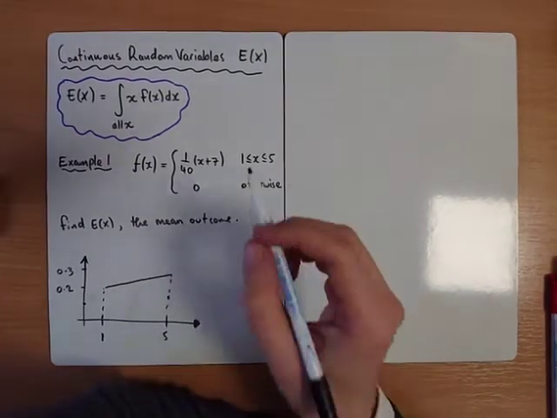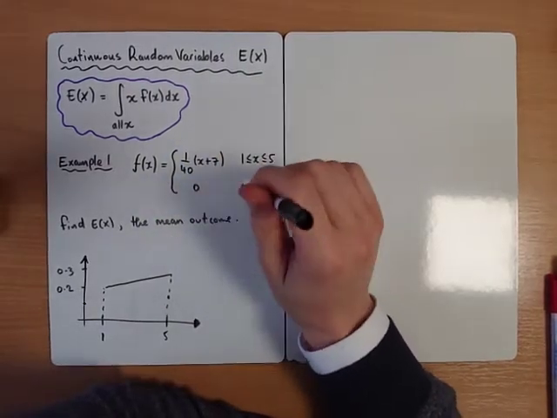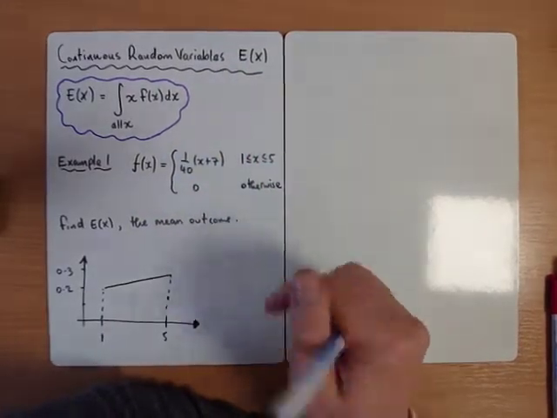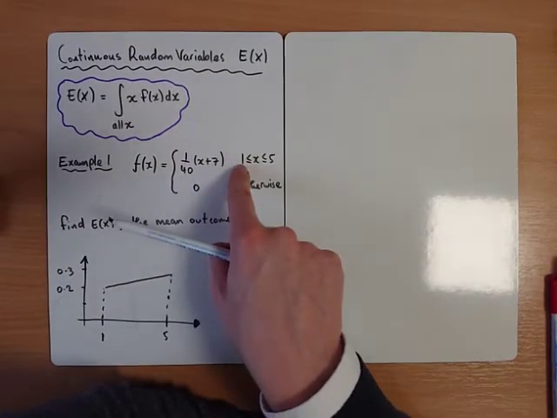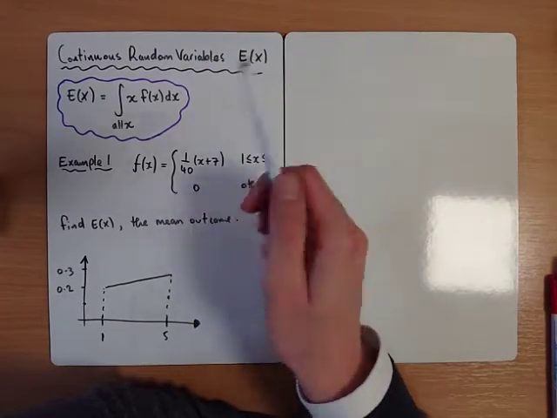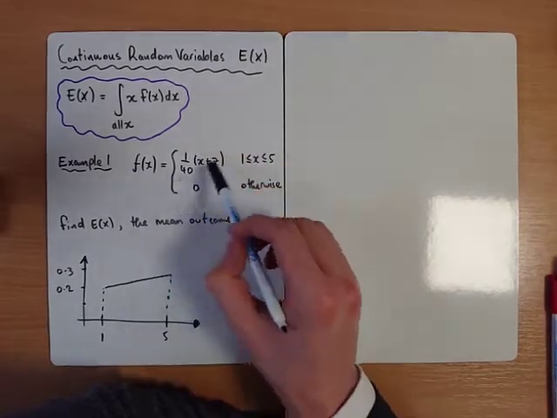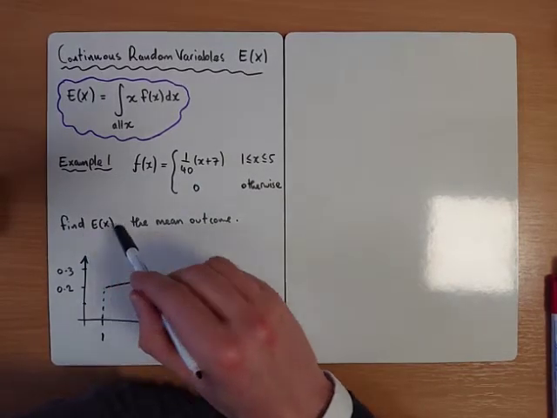In this video, we're going to take a look at how to find the mean or the expected value for continuous random variables. For this function, we're looking at a function that can take input somewhere between 1 and 5. I've just done a quick sketch of this, you're not asked to sketch it, we're just asked to find the expected value or the average.